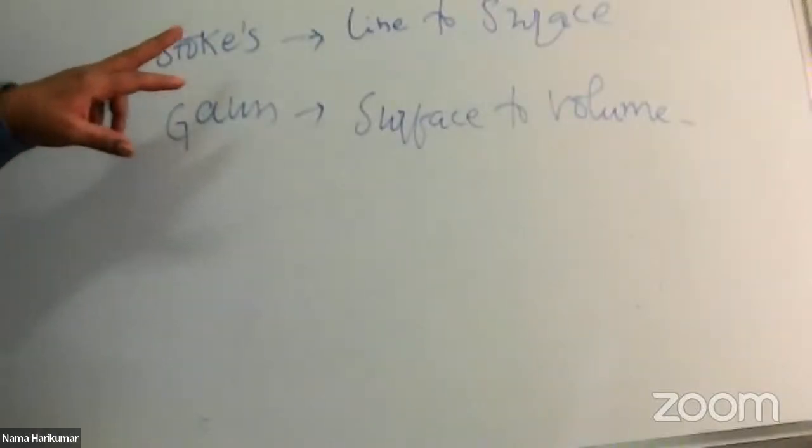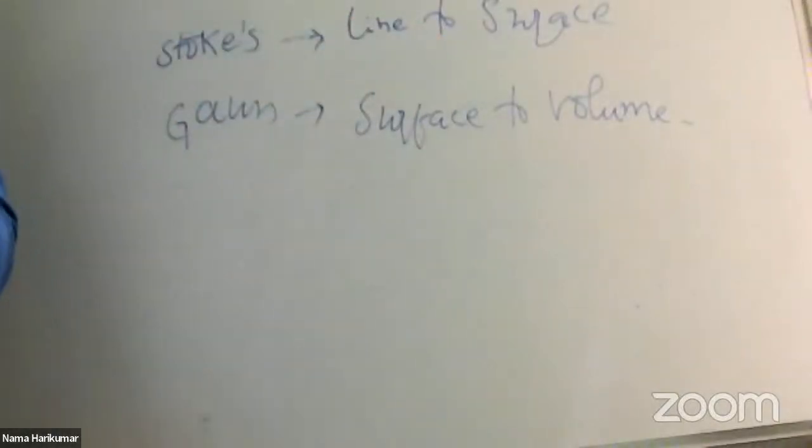In two dimensions, if we have two line integrals, then it could be a surface. But first of all, Stokes theorem: line to surface. The line integral you have to change to a surface integral. Is it possible or not? One dimension to two dimensions.